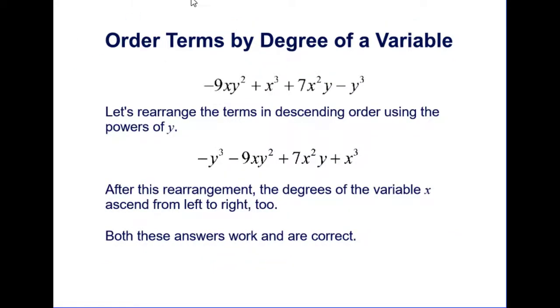Now let's rearrange the terms in descending order using the powers of y. Remember, your powers of y were y squared, y, and y to the third. So now y to the third is first, followed by y squared, then y to the first, and then the term that does not have the y at all. After this rearrangement, the degrees of the variable x also ascend from left to right too, and again, that won't always happen, but it's just a different pattern coming out. And both of these answers work and are correct.